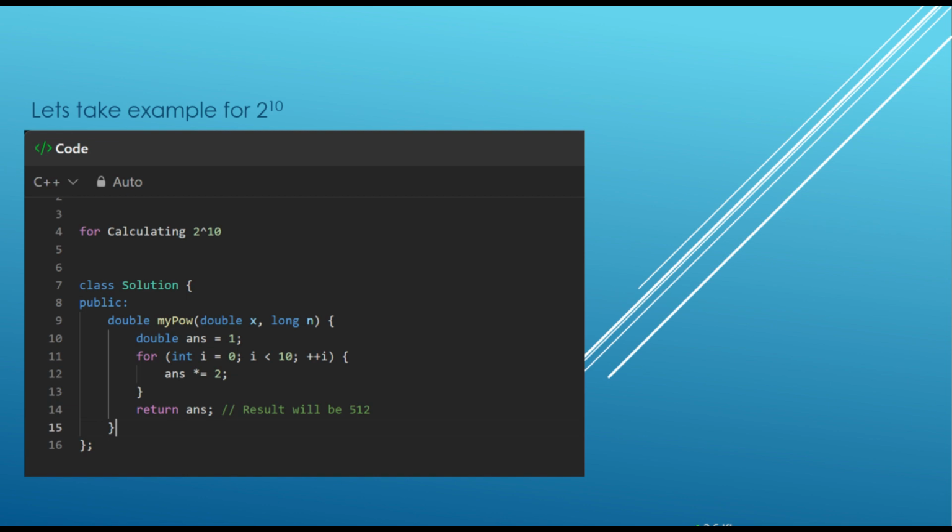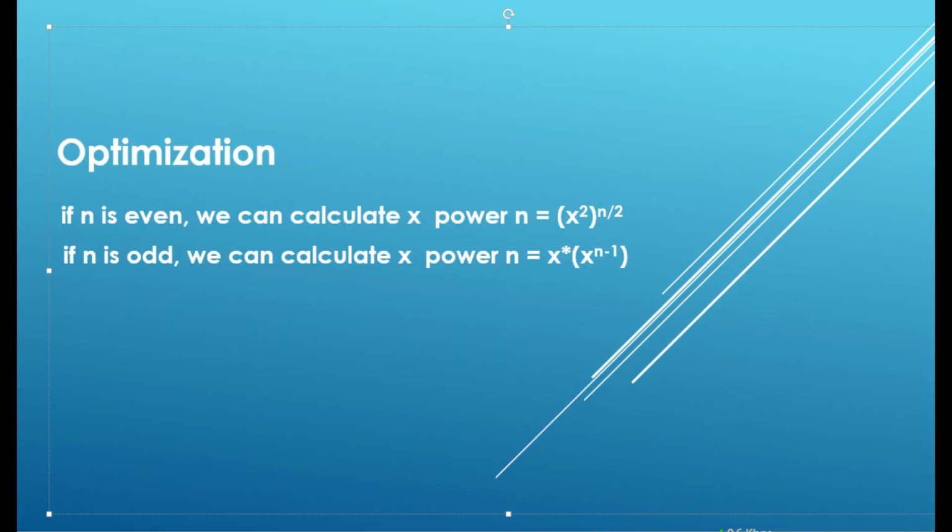While the brute force approach works, it's not efficient for large values of n, as it involves n multiplications. So, instead of repeatedly multiplying x by itself n times, we can optimize the solution by dividing the problem into smaller subproblems. For example, if n is even, we can calculate x to the power n as the square of x raised to the power n divided by 2, which requires only n by 2 multiplications. For example, for 2 raised to the power 8, rather than multiplying 2 by itself 8 times, we only need to multiply 2 squared by itself 4 times. This significantly reduces the number of multiplications needed, making the solution more efficient.